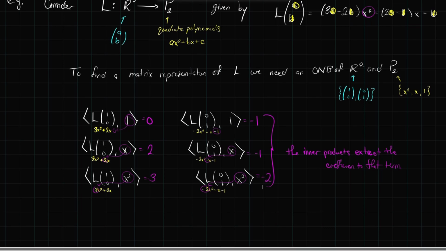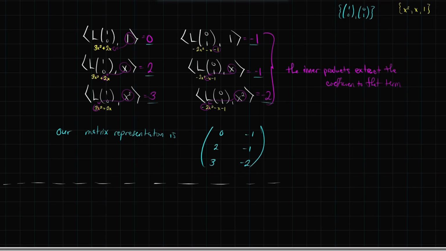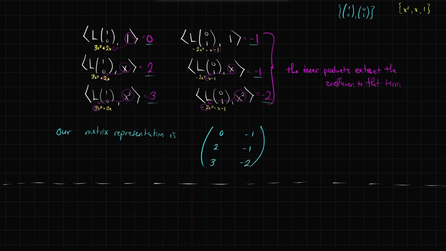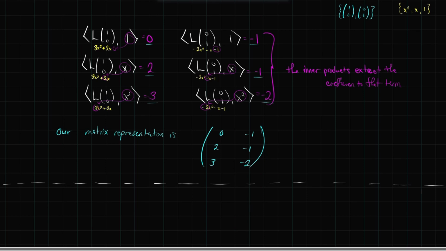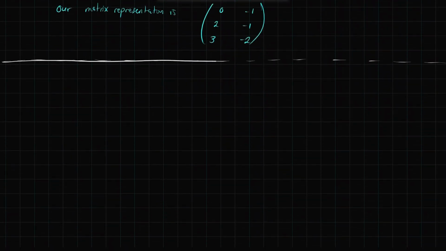And now you can finally see what the matrix is, because the matrix is just going to be the collection of these 6 outputs. Our matrix representation is 0, negative 1, 2, negative 1, 3, negative 2. Now this may seem like a bunch of meaningless junk, but we will see how this comes into play not only in the next video where we go through some worked examples, but also just in the rest of the semester. So that's what a matrix is, and we'll talk about why matrices are useful now.